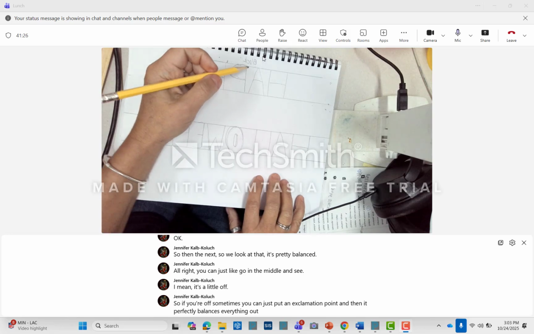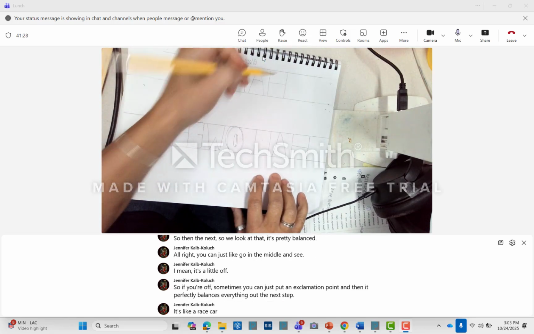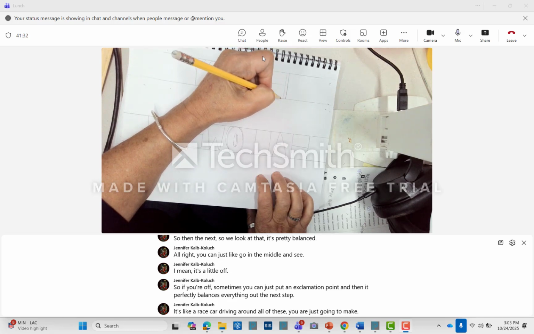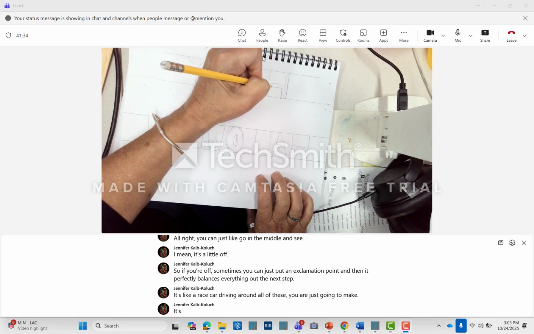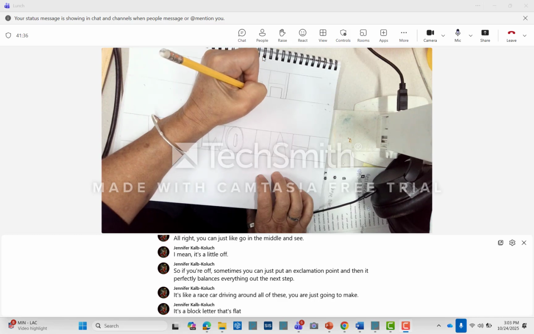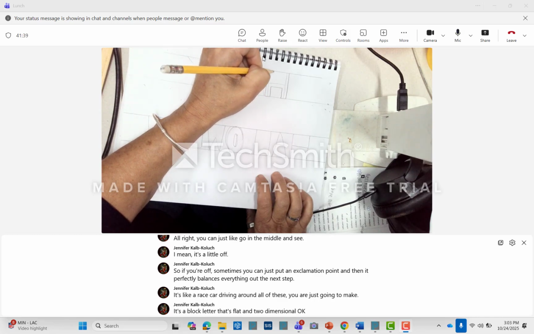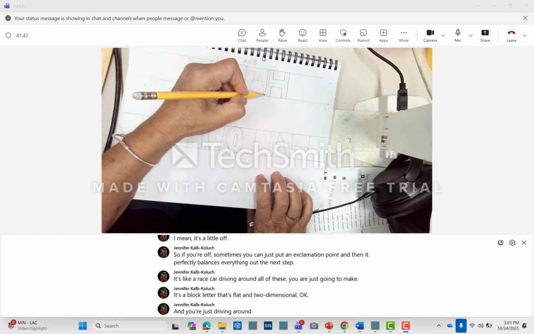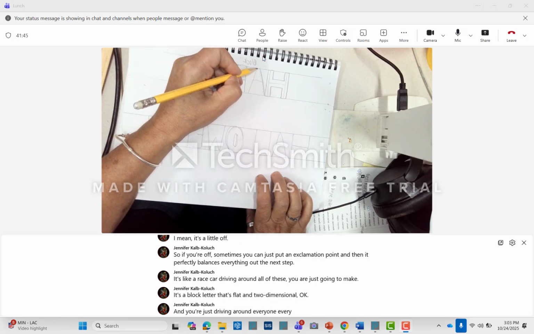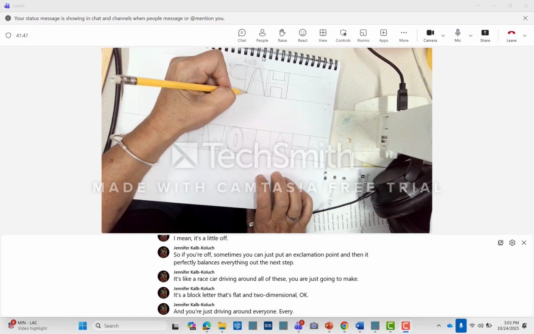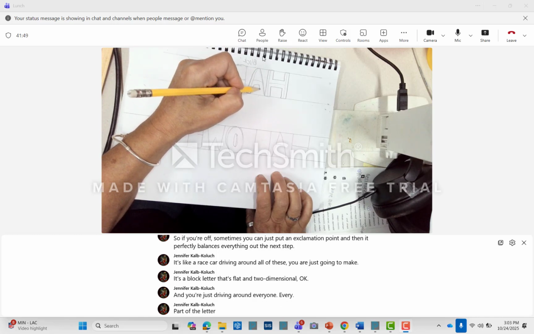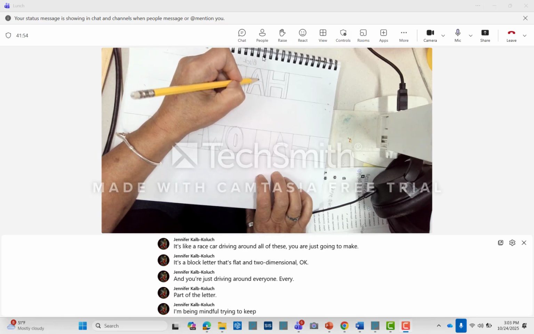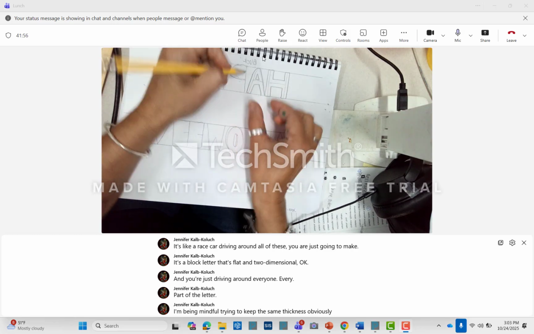The next step, it's like a race car driving around all of these. You are just going to make it a block letter that's flat and two-dimensional. You're just driving around every part of the letter. I'm being mindful, trying to keep the same thickness. Obviously, you're dealing with the space.